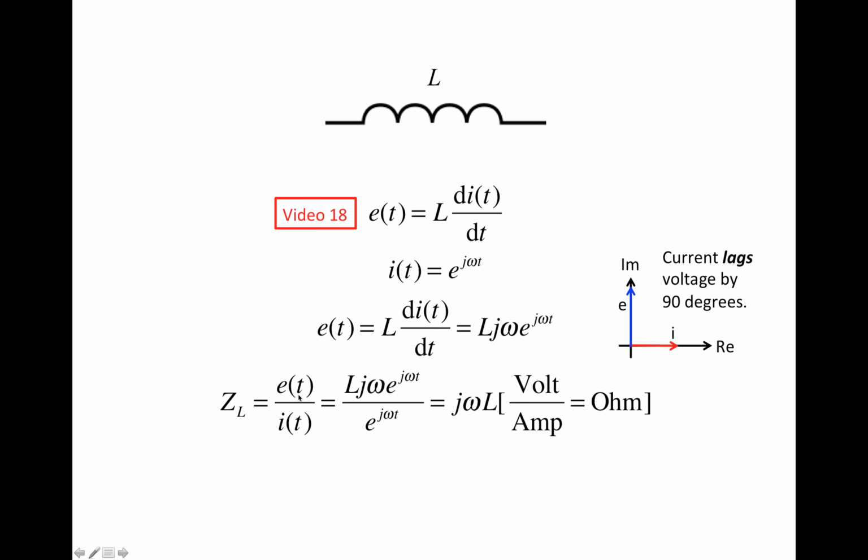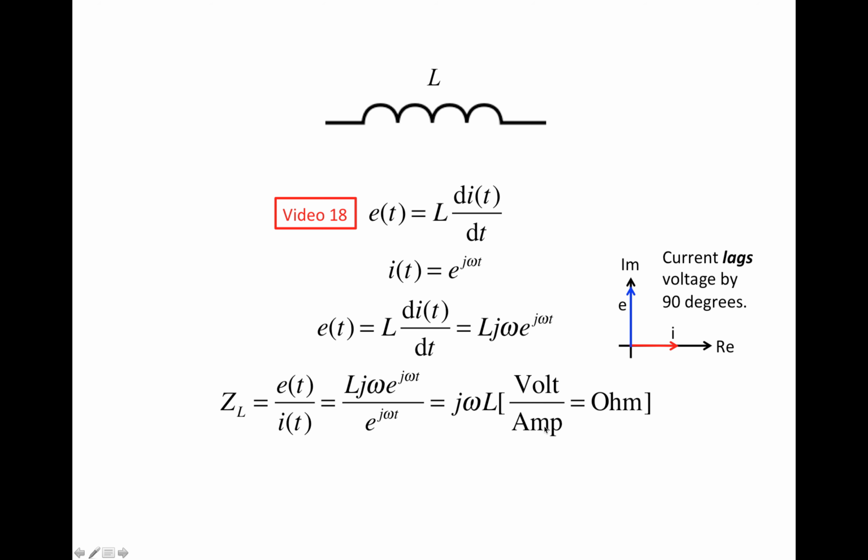Again, if we divide the voltage by the current, so the voltage equals L j omega e to the j omega t, and the current equals e to the j omega t. So e to the j omega t cancels out. Right? We obtain j omega capital L. So the division between voltage and current is another complex number, that's j times omega times the inductance L. Right? And this new complex number is what we call the impedance of the inductor, and we have a symbol assigned to it called capital Z subscript capital L. Right? And it also has a unit of ohm because it's also volt over amp.